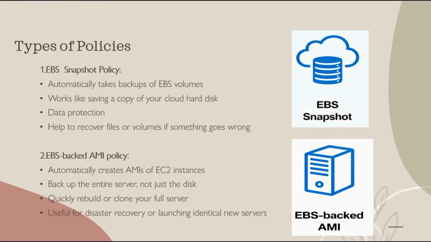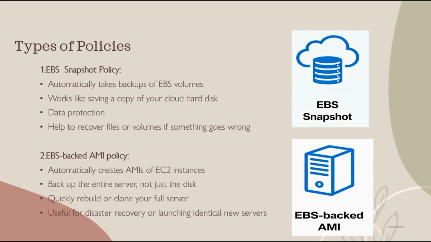And in types of policy, there are three more types of policies present in Data Lifecycle Manager. The first one is EBS snapshot policy. In EBS snapshot policy, it will automatically take the backup of the EBS volume which is attached to that EC2 instance. So by using the EBS snapshot policy, we can have a safe copy of the data. It will be helpful in case any disaster happens. By using that, we can restore the data later.